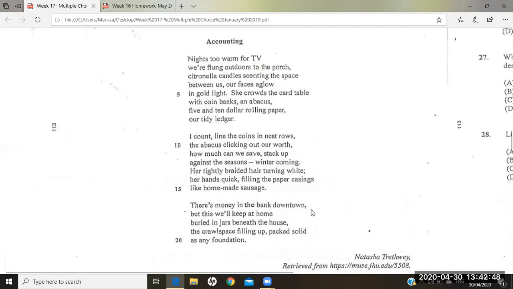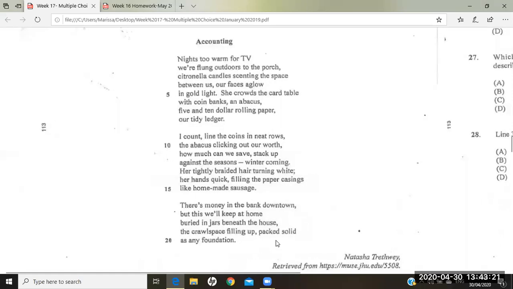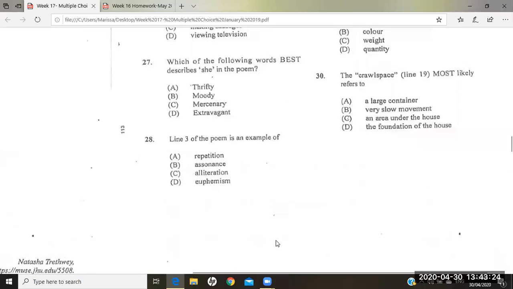And then it is noted here that, yes, there's money in the bank downtown, but sometimes people prefer to keep some money at home. So in this case, they're going to bury it in jars beneath the house in a crawl space. So who would most likely hide money underneath the house in a small crawl space? It would be someone really small who could fit inside there. Adults wouldn't really do that. You would more so find kids doing that, because it's pretty humorous to hide your money in spaces that no one would think of. So let's look at the questions and see what they say.